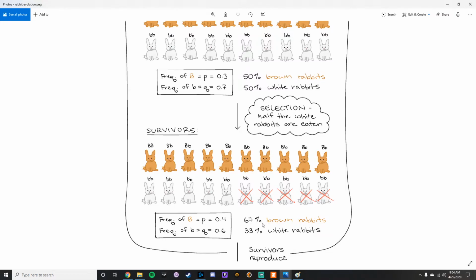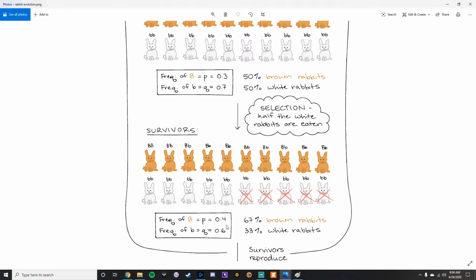So this gives you 67% brown and 33% white rabbits. So 2/3 are brown, 1/3 is white. Notice how your allelic frequencies have shifted, but only slightly. Does this meet Hardy-Weinberg equilibrium?